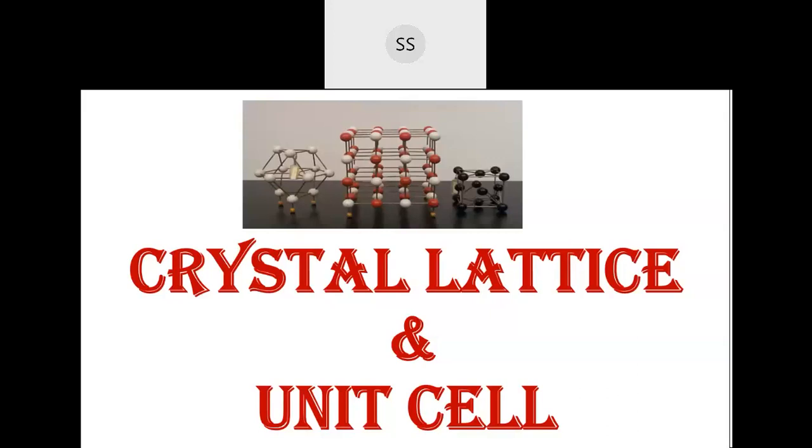Determining this arrangement of atoms in the crystalline solid becomes important if you want to study the physical properties. So that's the reason why we are going to focus on all of these points. Let us understand one by one what these terms stand for. I'll start with the first one.